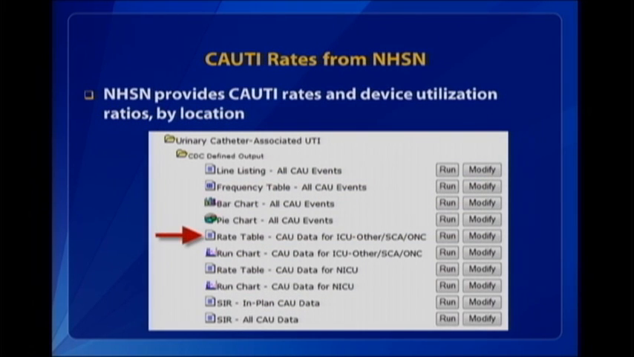So, of course, as I mentioned earlier, we do these calculations for you, and we provide CAUTI rates and DU ratios by location. This screenshot is pointing out our rate table for CAUTI data for ICU, other, SCA, ONC. So basically everything except for NICU data. And CAUTI reporting for NICU locations is optional. It's not a protocol event, so you can't do it in plan, but some folks are doing that voluntarily.